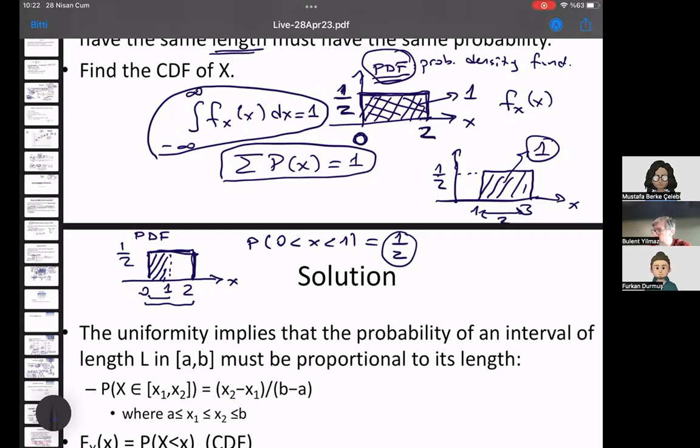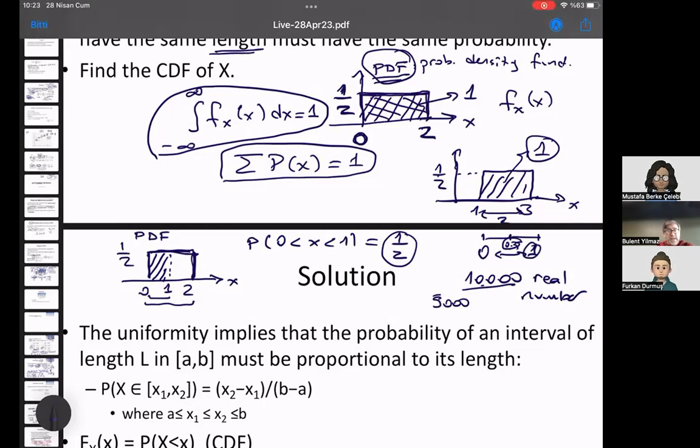For example, you can generate numbers between 0 and 1. Let's say 10,000 numbers. Okay, 10,000 real numbers between 0 and 1. And then you can find out that almost half of these 10,000 numbers, almost 5,000 of them, will be between 0 and 0.5. And the other half will be between 0.5 and 1.